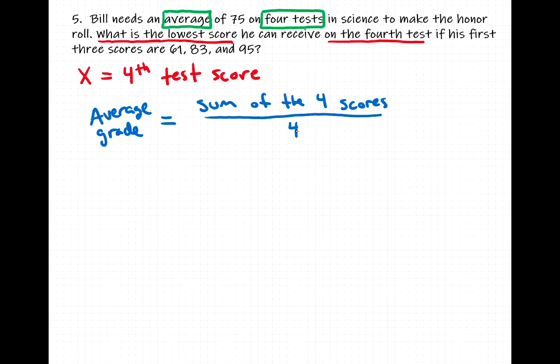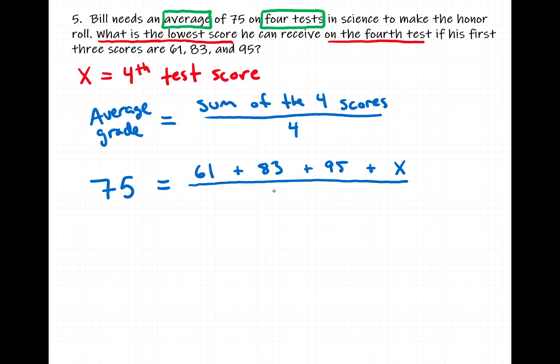All right, so what do we know? We know the average score is 75. The average grade is 75. So on the left, we can put a 75. On the right, the sum of the 4 scores. Add up the 4 scores. Well, what are the 4 scores? There's a 61. There's an 83. There's a 95. And that 4th score is unknown. We're calling that x for now. So we take those 4 test scores, add them up, and divide by 4.